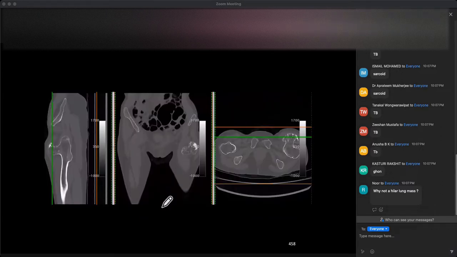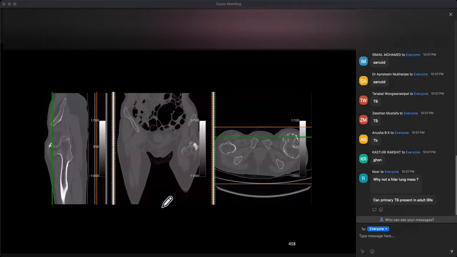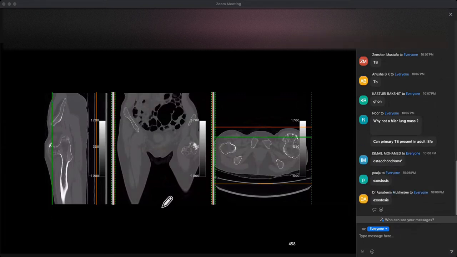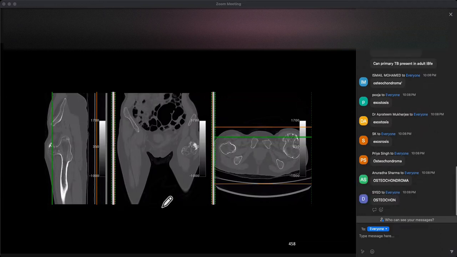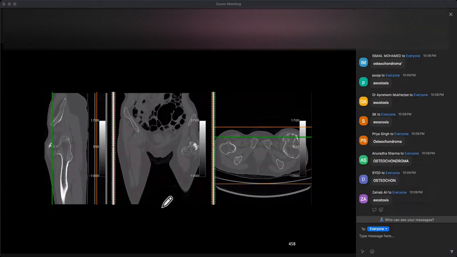Okay, what's the diagnosis here? CT scan of a patient who's got a lump in the proximal femur. Can primary TB present in adult life? Absolutely, definitely, especially in those patients who've not been immunized with BCG. Yeah, this is an osteochondroma.